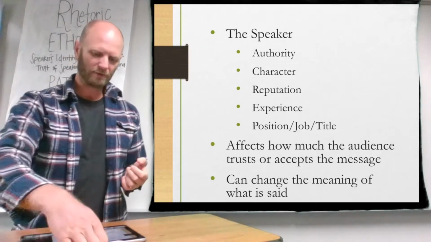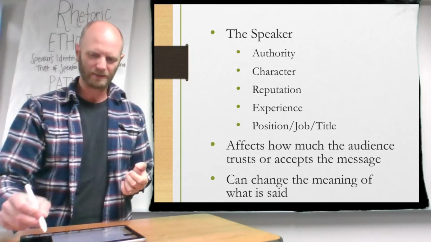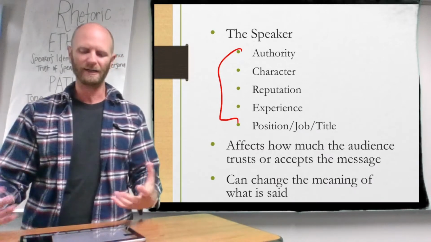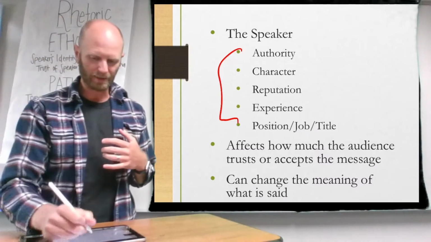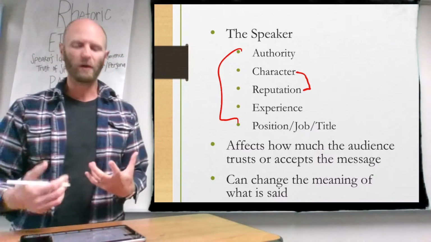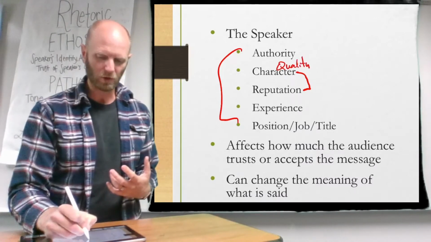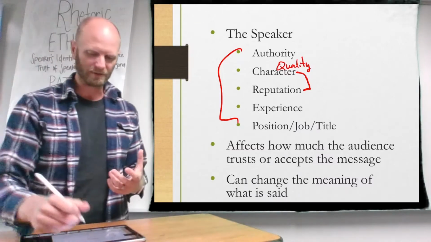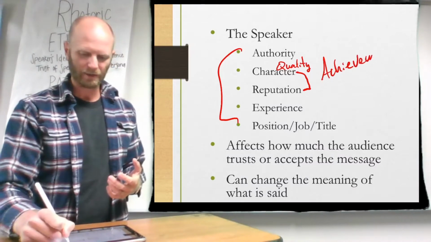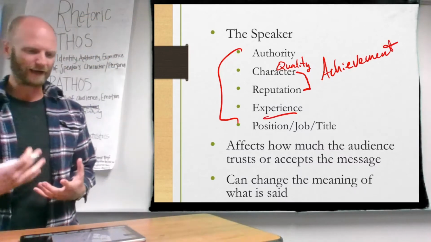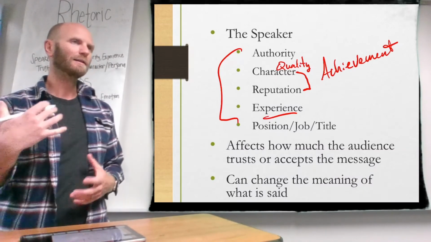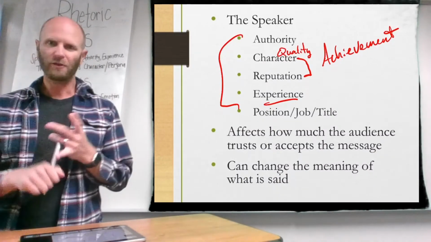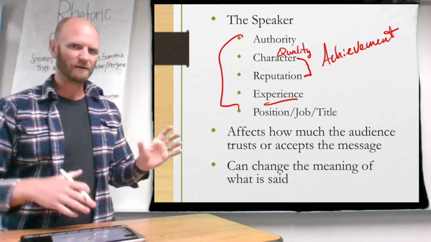The authority the person has, this is where that connects to, again, the idea of the position or job or the title they have. What sort of authority do they have in society? Their character, again, that ties to reputation. What you think about the quality of their character, that's also part of it. Are they somebody respectable? Are they somebody that has a lot of achievements? Have they achieved a lot in their life? Again, that's that whole idea of experience. Do they have things that have proven they are legitimate?